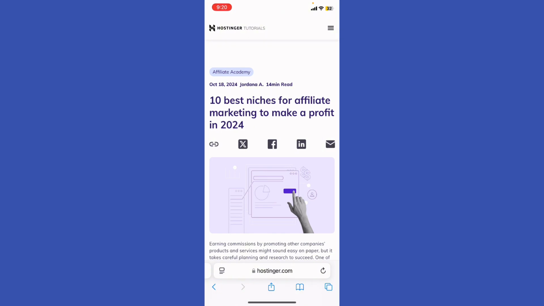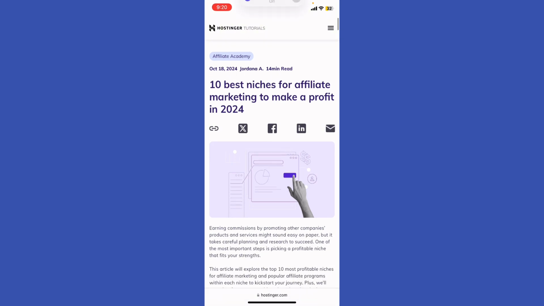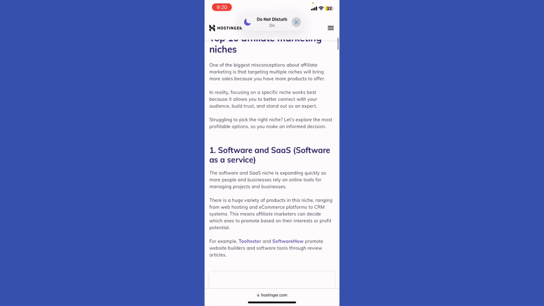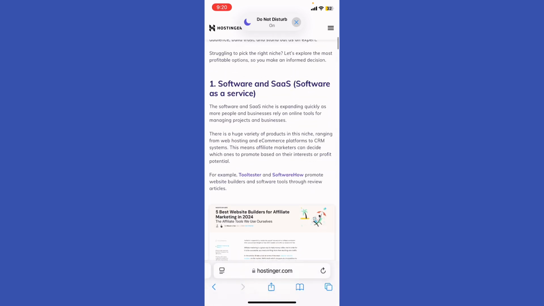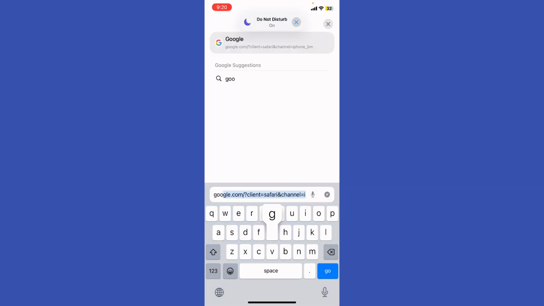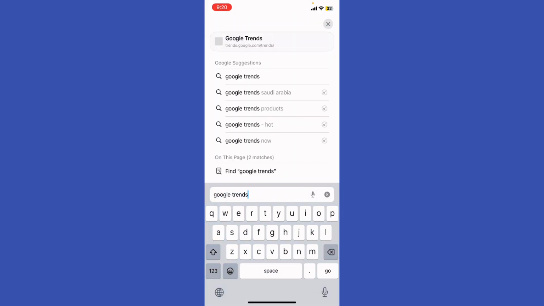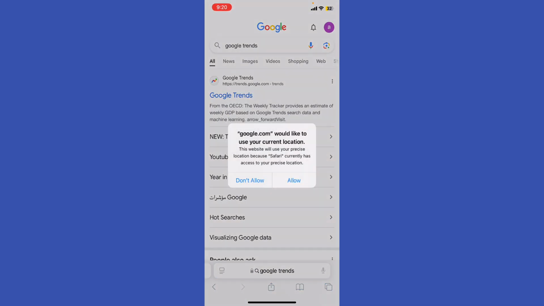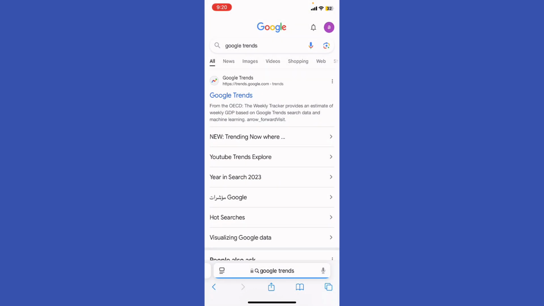Research popular trends. Go to Google, go to Hostinger to see what the market demands, or you can use tools like Google Trends to identify current and rising topics. And explore forums and social media to see what people are discussing, and then check the affiliate programs.